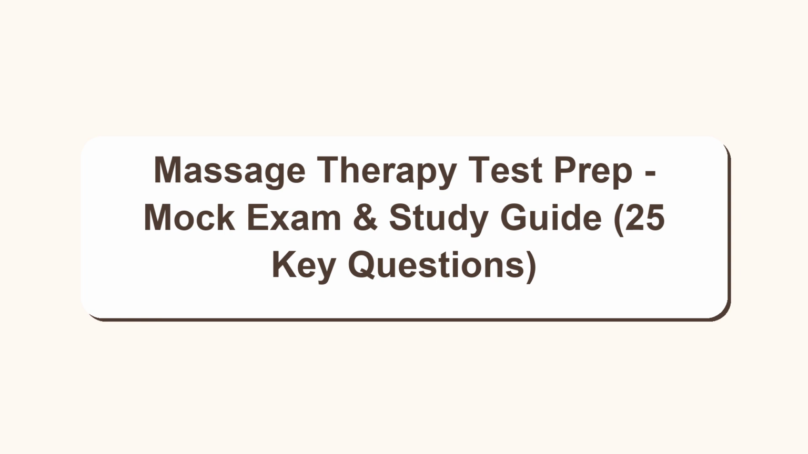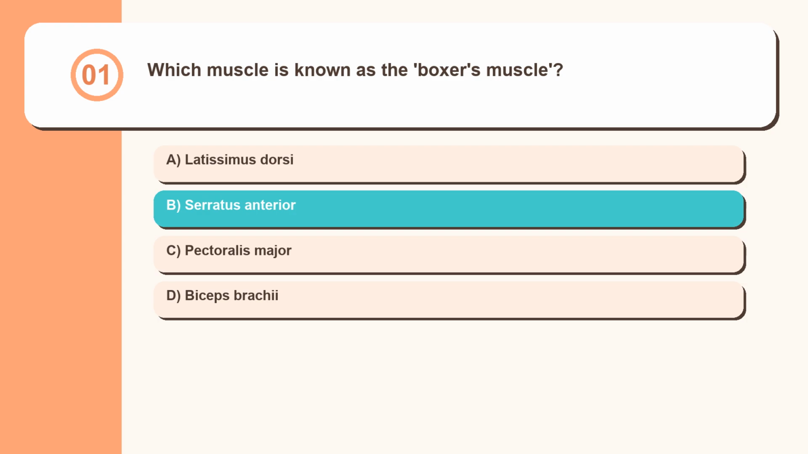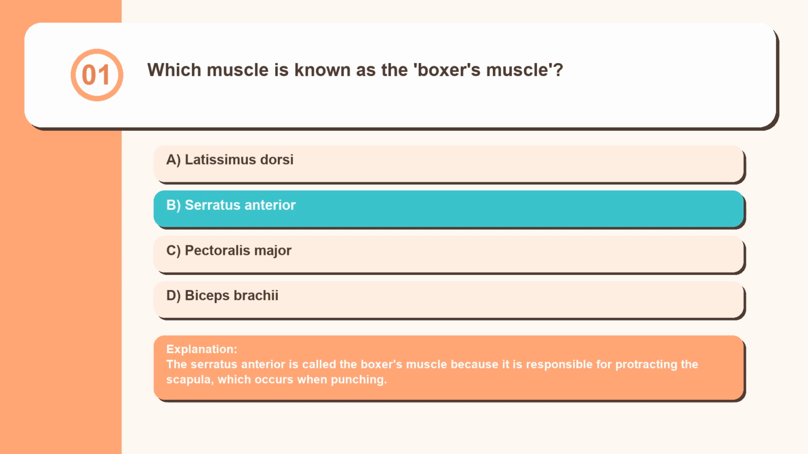Massage Therapy Test Prep Mock Exam and Study Guide, 25 Key Questions. Question 1. Which muscle is known as the boxer's muscle? Latissimus dorsi, serratus anterior, pectoralis major, biceps brachii. The serratus anterior is called the boxer's muscle because it is responsible for protracting the scapula, which occurs when punching.